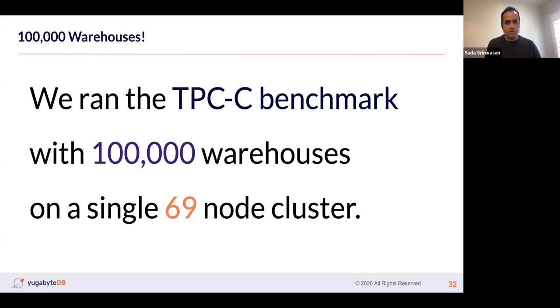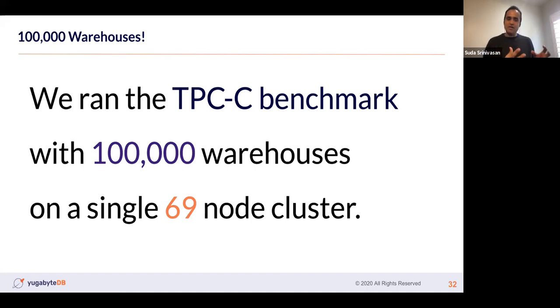So behind the scenes, we've been working on scaling our TPCC benchmark, right? And our latest result, we're happy to say, is we were able to run the TPCC benchmark with 100,000 warehouses, which is a massive achievement for a distributed database. And we did that on a single 60 node cluster. So we did not have to do any of the partitioning of warehouses or anything that vendors typically do to manage that scale.